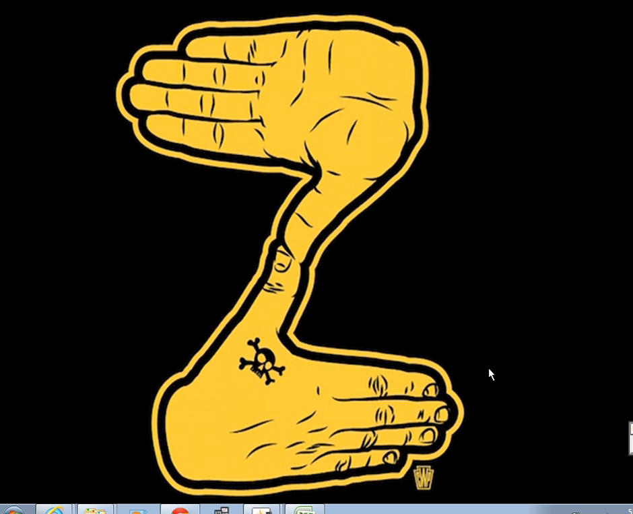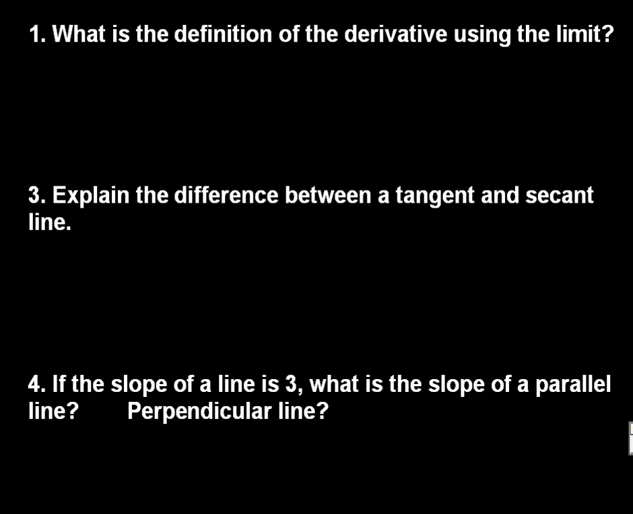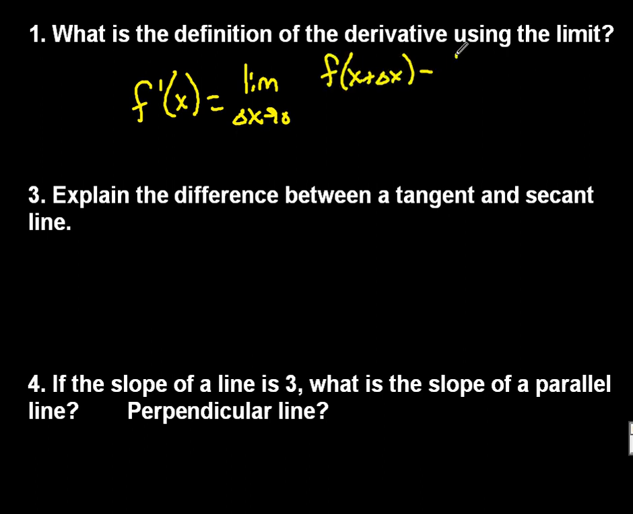Time to review for your quiz tomorrow on the definition of a derivative. So, first of all, what is the definition of a derivative? And that's using the limit. Well, that's saying that f prime of x is always, and you better know this, the limit as delta x approaches 0 of f of x plus delta x minus f of x all over delta x. Better not forget that one.